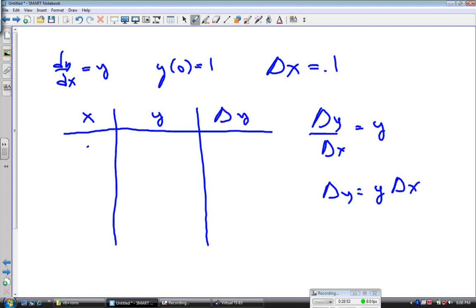Now the first x value was 0. The first y value was 1. So what's delta y? Delta y is going to be y times delta x. Y is 1, and delta x is 0.1. So you get 0.1. So how do you get the next x? You add delta x. How do you get the next y? You add delta y.